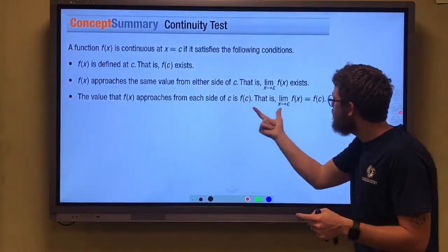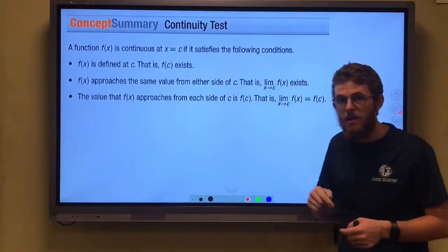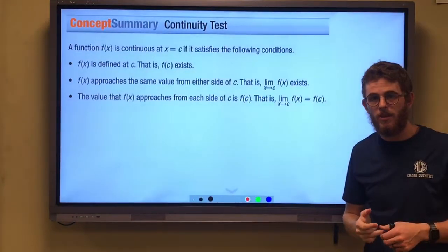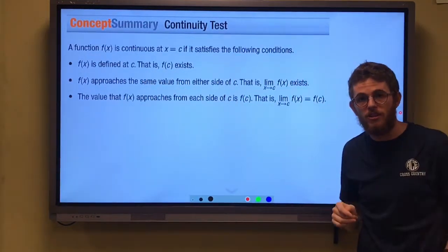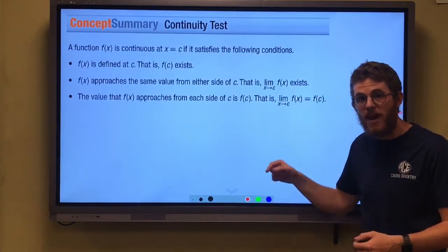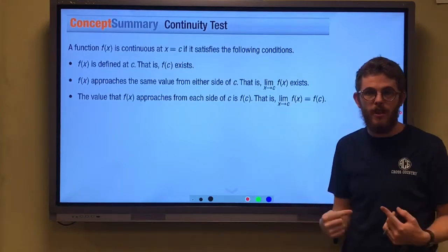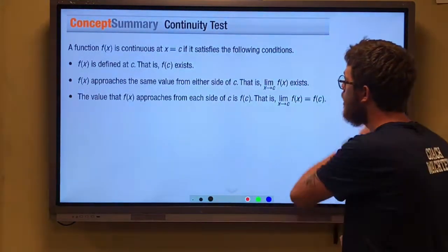And finally, that value we're approaching should be the output that we got back in that first check. When we plug in that value for c, we get something out, and that should be the value that it's approaching from both sides. And so we have to meet all three of these qualifications to be continuous.